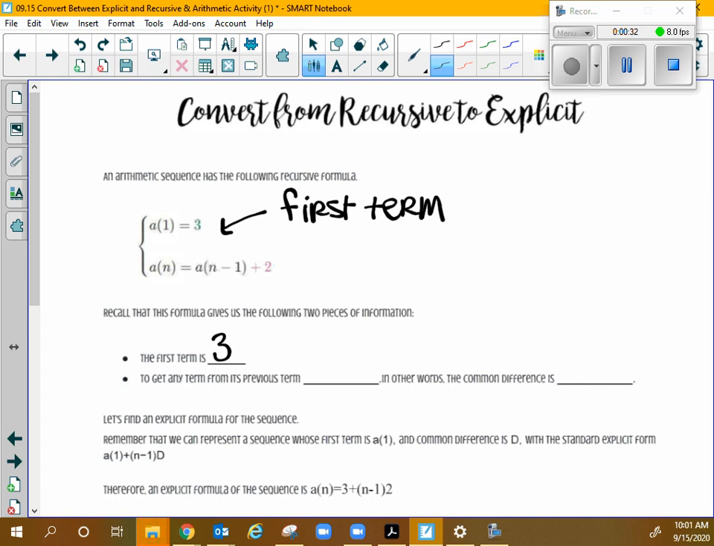Okay. And then the second line, what does that give me? The pattern, right? Well, what is the pattern? Plus 2. So to get from any term from its previous term, add 2. So in other words, what would the common difference be? 2. Okay, so that's what the recursive rule gives me.